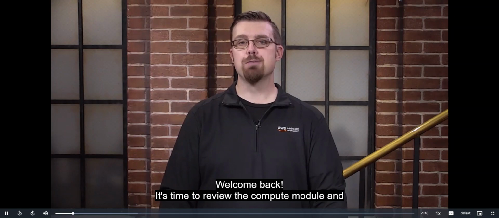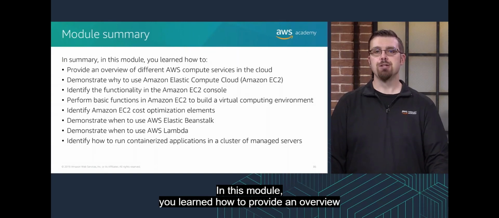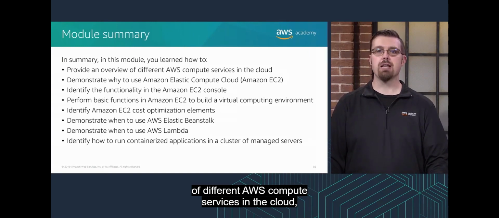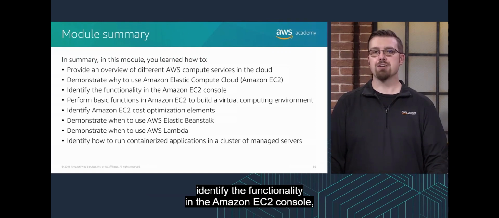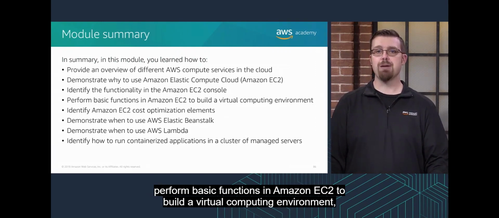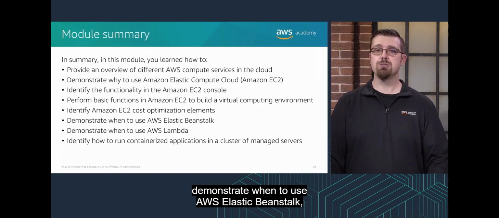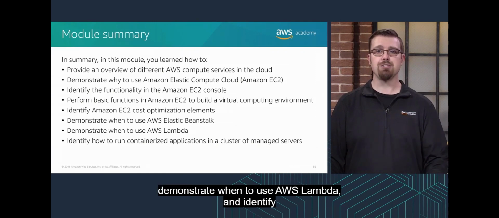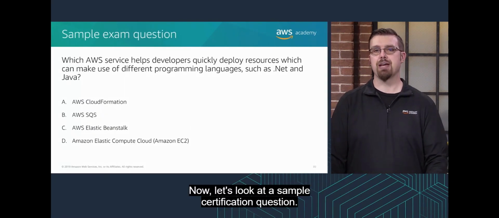Welcome back. It's time to review the compute module and wrap up with a practice certification exam question. In this module, you learned how to provide an overview of different AWS compute services in the cloud. You demonstrate when to use Amazon Elastic Compute Cloud, Amazon EC2, identify the functionality in the Amazon EC2 console, perform basic functions in Amazon EC2 to build a virtual computing environment, identify Amazon EC2 cost optimization elements, demonstrate when to use AWS Elastic Beanstalk, demonstrate when to use AWS Lambda, identify how to run containerized applications in a cluster of managed servers. Now let's look at a sample certification question.